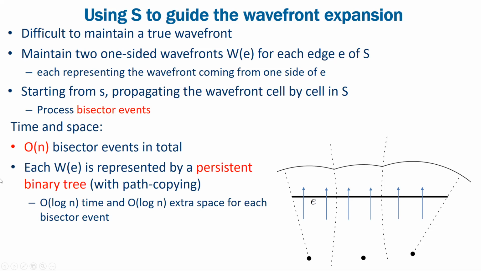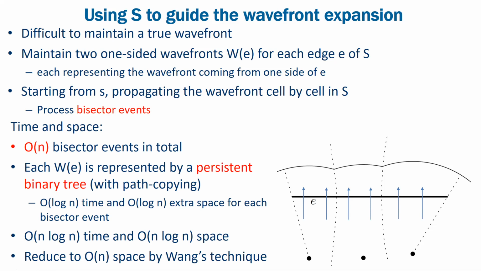Each wavefront is represented by a persistent binary tree with path copying. Each event costs log n time and log n extra space. Therefore the total time and space are both n log n. Then again, the space can be reduced to order n.